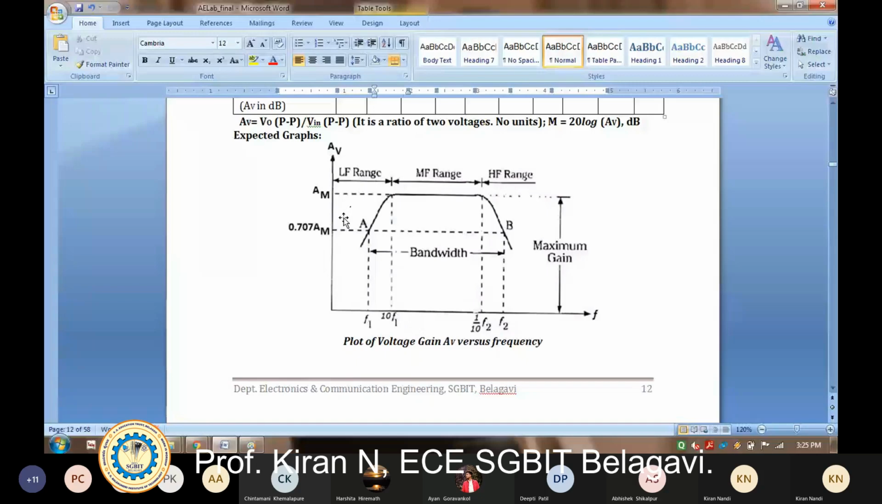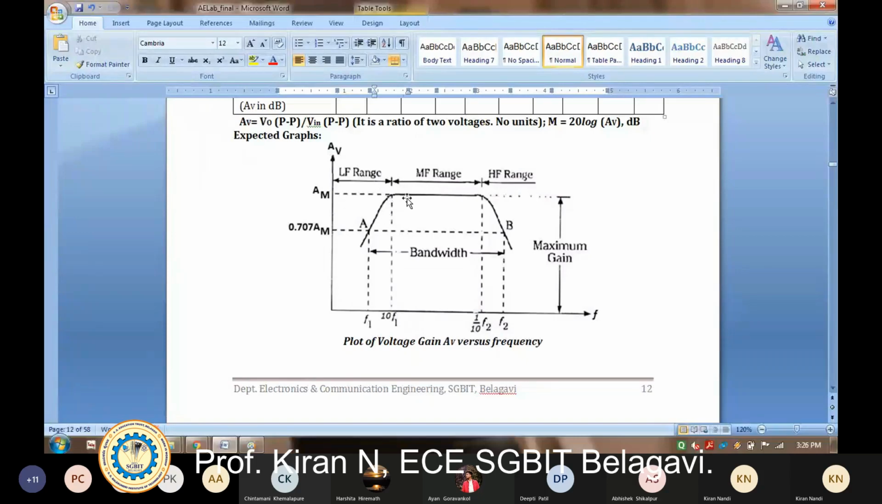So at the A terminal, initially as I go on increasing the input frequency, you can see it is a frequency versus gain graph. AV is nothing but a gain. As I go on increasing the frequency, initially the gain is slowly increasing. We call it lower frequency. At lower frequency, the gain is very less, or it is linearly increasing.